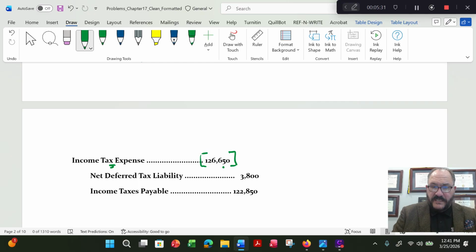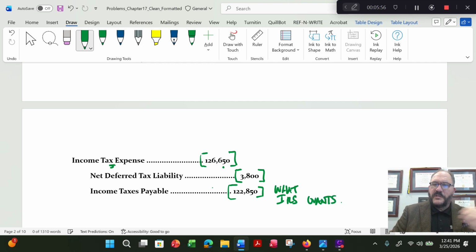We have a deferred tax liability of $3,800, and that has to do with the combination of our current ones plus what we already had on the books. And income tax payable is right here. This is what the IRS wants. Okay, that's what they want to get paid.